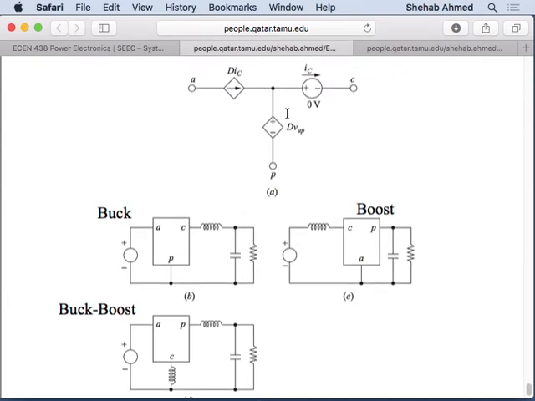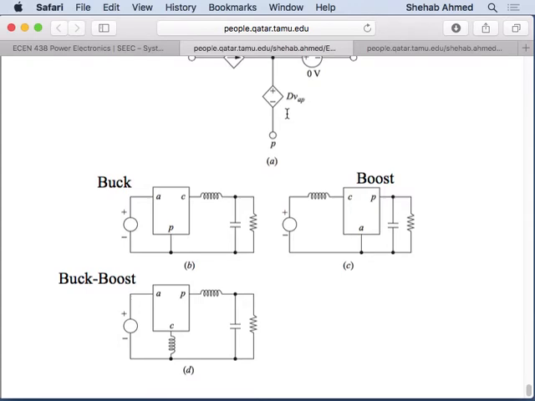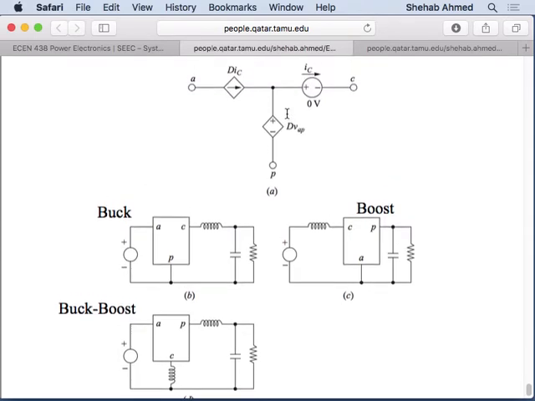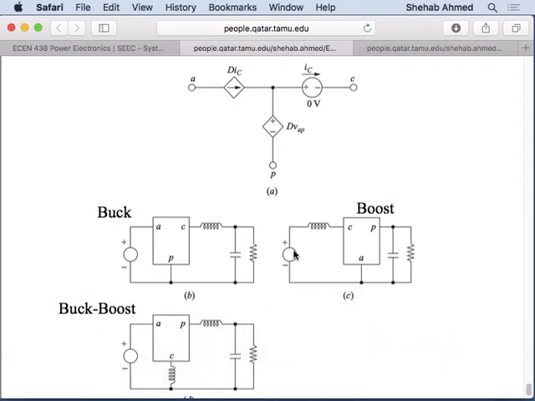Do you see what I'm saying? Yes? Boost configuration, that C, P, and A. I don't get how, when CA is connected, the current direction in the dependent source would be. No, for the boost converter, this is your source. Current's going this way, right? Current is going this way, and the output voltage is here. So what voltage do you see?